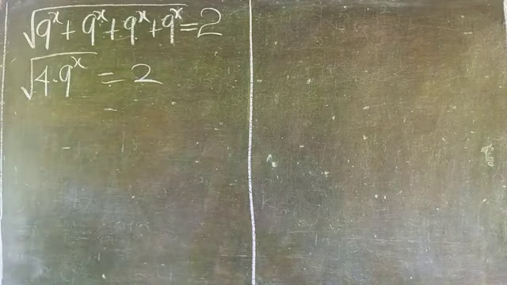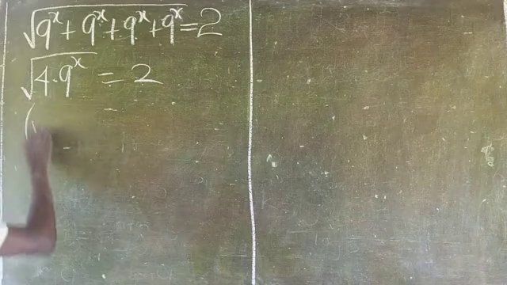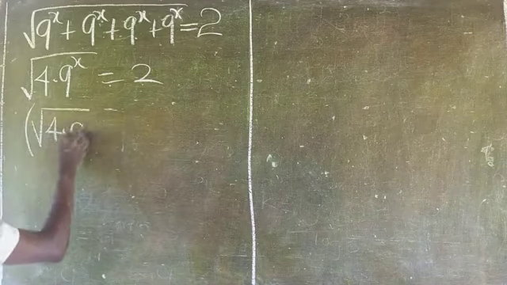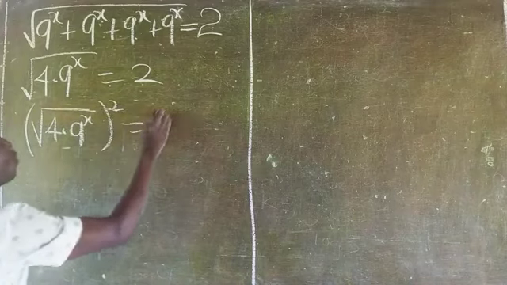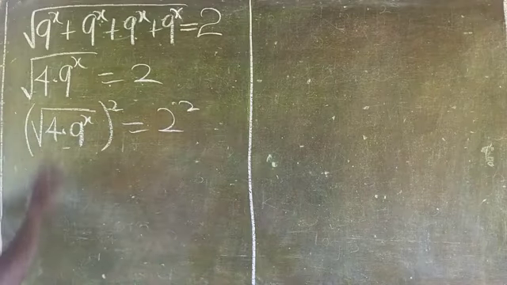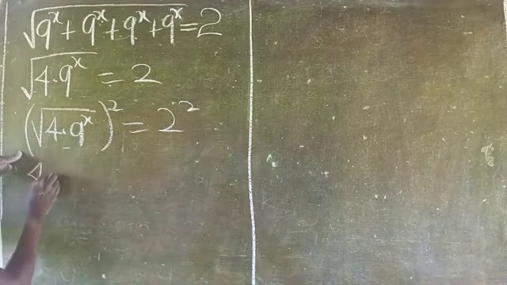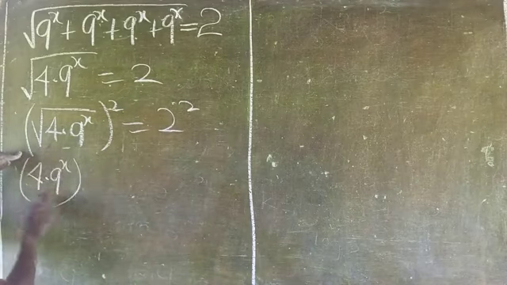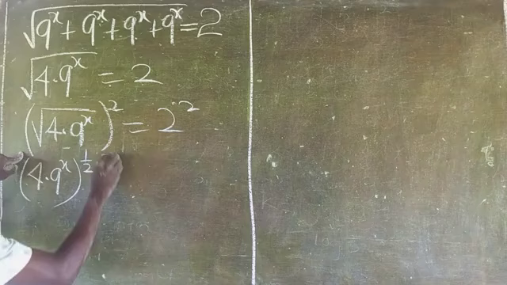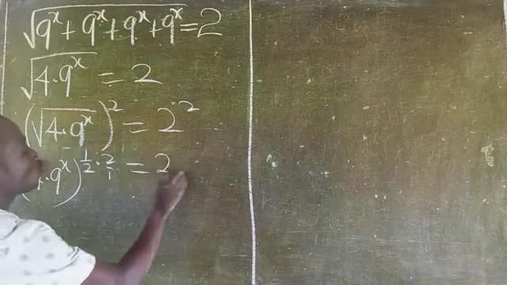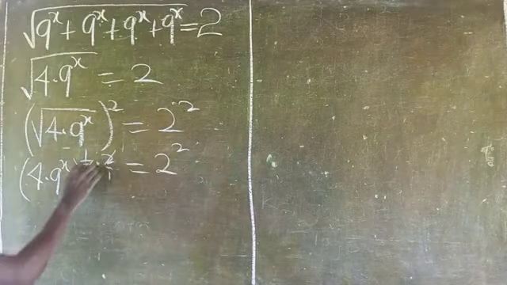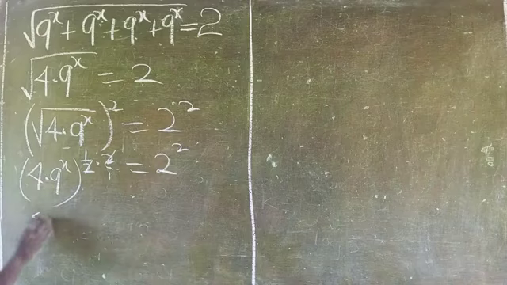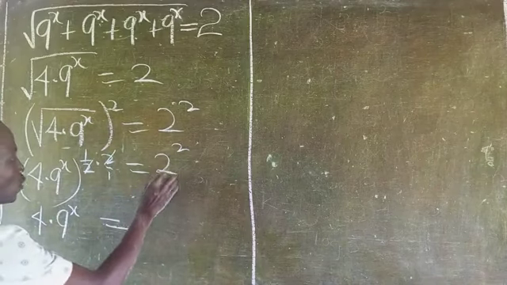Let's take the square of both sides. That is to say, 4 times 9 raised to power x, all squared, equals 2 squared. The square will cancel the square root, so we are left with 4 times 9 raised to power x equals 2 raised to power 2.